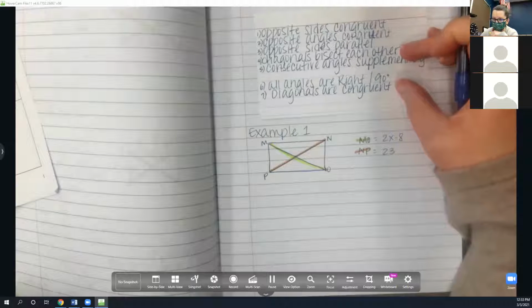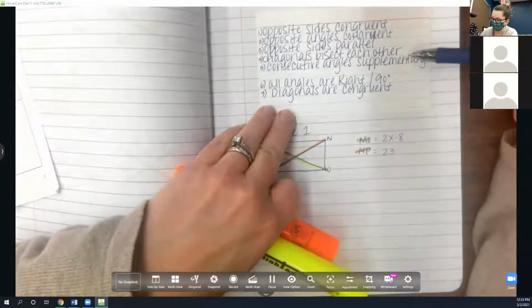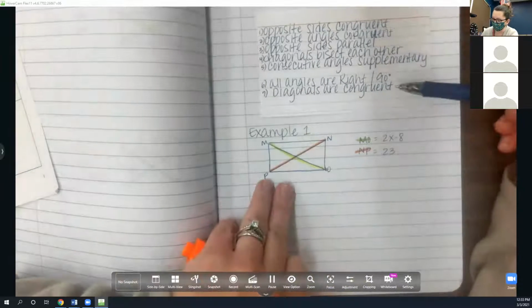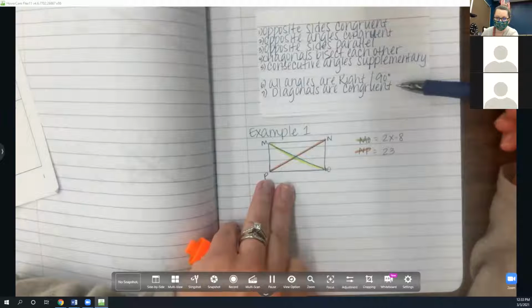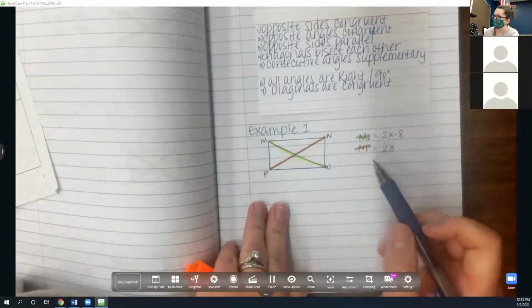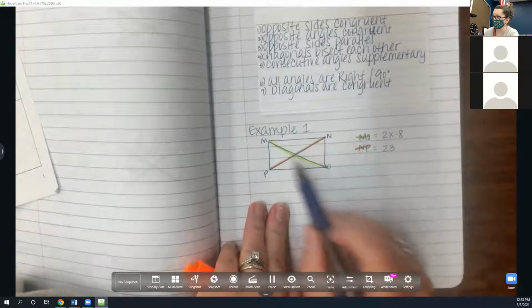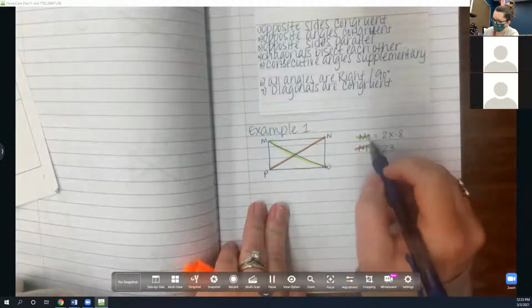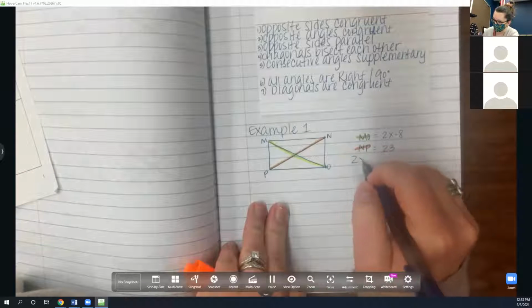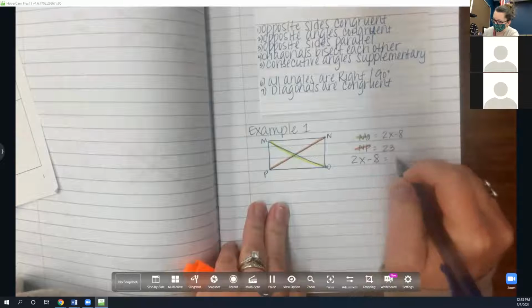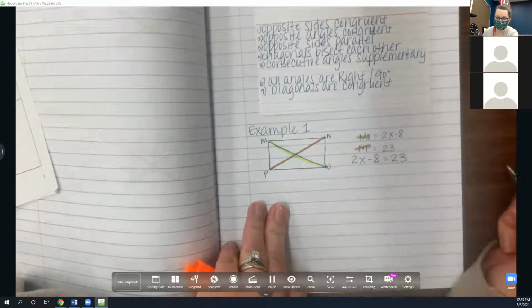Good job. You're almost there. You're on it. This one says diagonals bisect each other. And look at number 7, diagonals are congruent. That's the one we're going to use. So if I know diagonals are congruent, that means that these are equal in measure, right? So I'm going to solve this by setting them equal to each other.